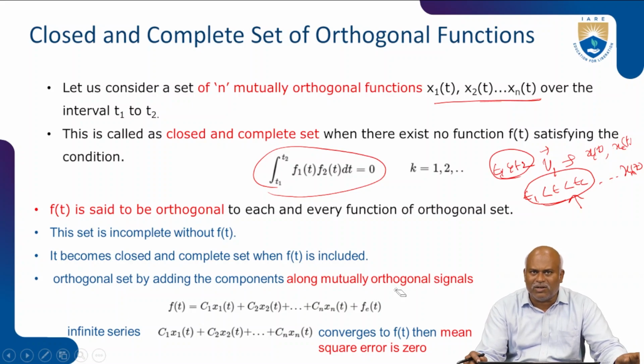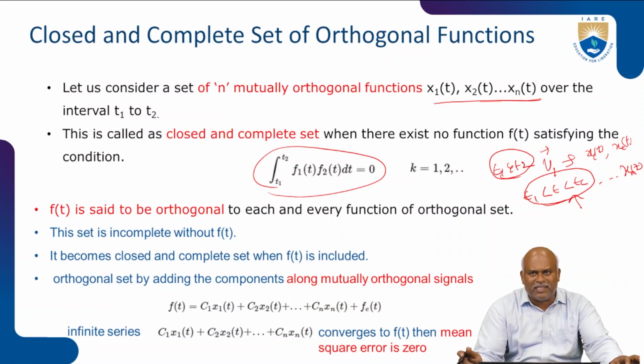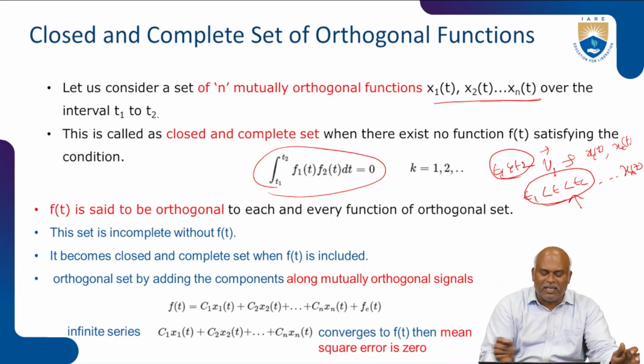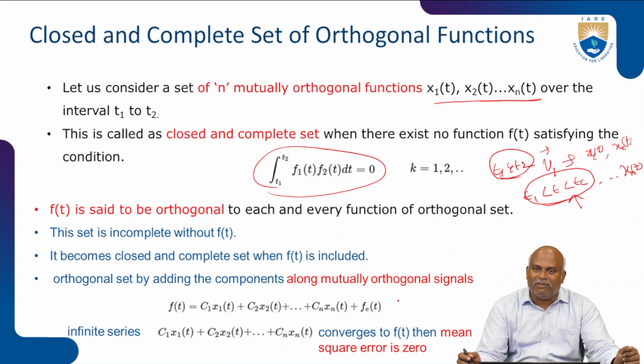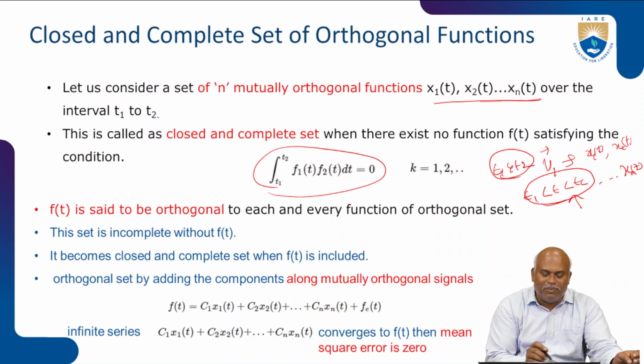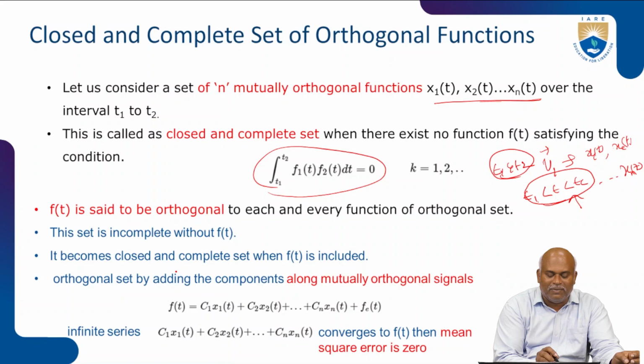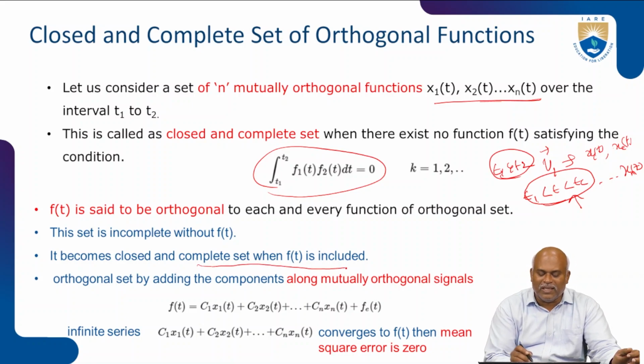So finally we concluded that a closed and complete set of orthogonal functions is f of t equal to c1 x1 of t plus c2 x2 of t plus dot dot plus cn xn of t plus the error value. What is the error value? Based on the function, the function is represented as a complete set, which is called fe of t.